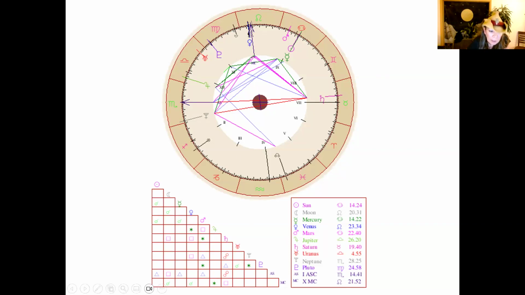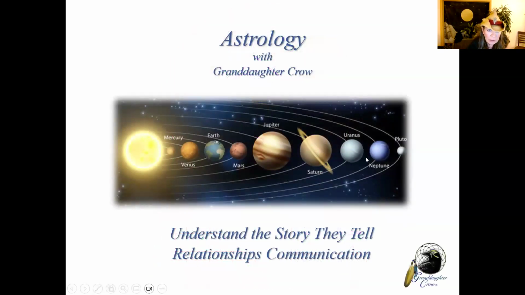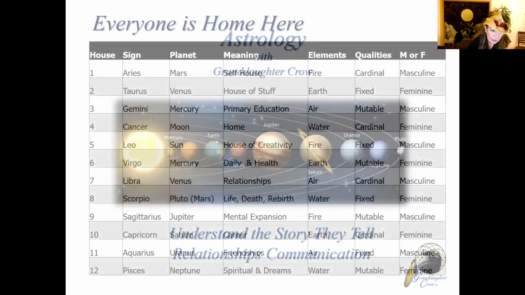Those types of things. And then you've got these trines, talents. So once again, trines are talents. Oppositions are growing through learning what you are, your opposite. And then you've got the squares, which are the harshest part of the whole puzzle. Woo! This has been astrology part 2 of 2, understanding the stories that they tell, relationships through communication. I'm going to shut that down. And okay, stop sharing.